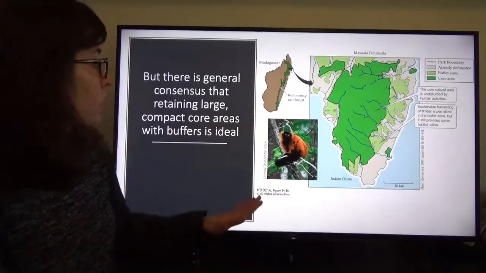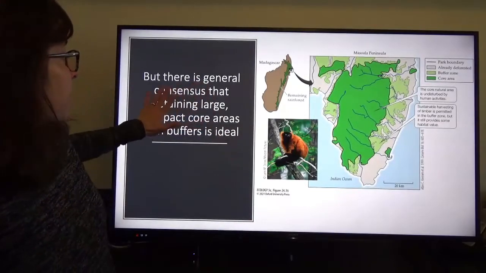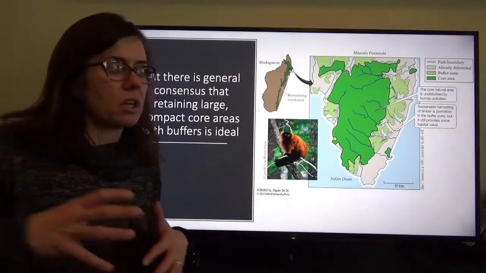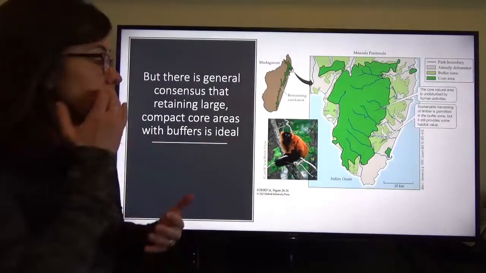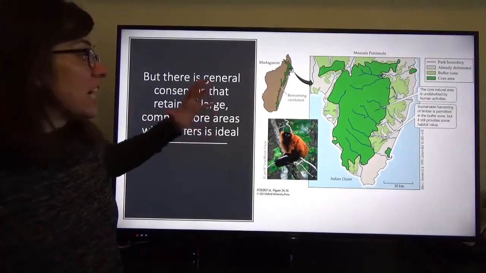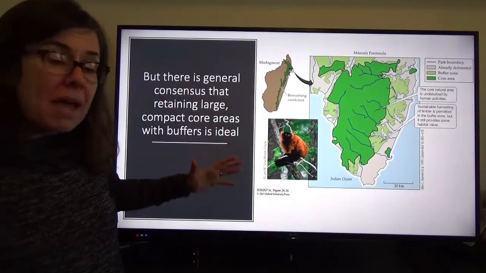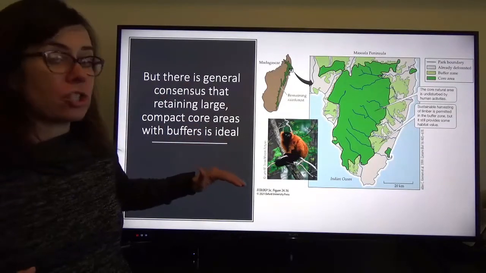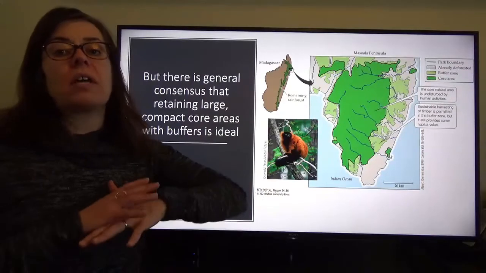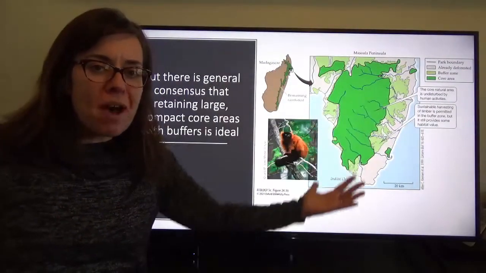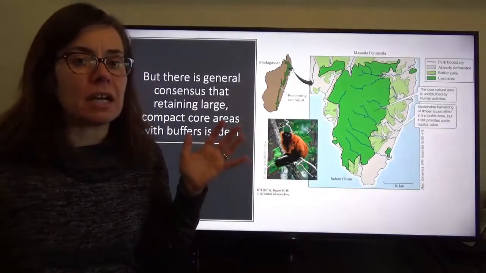Okay, so despite the fact that there's conversations about whether single large or several small is better or worse, there's general consensus that retaining large, intact, compact core areas with buffers is an ideal situation, right? So leaving as much habitat intact as possible with as much buffer around it is going to be the ideal situation.